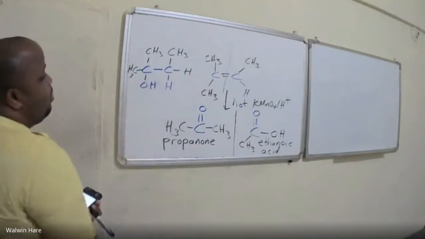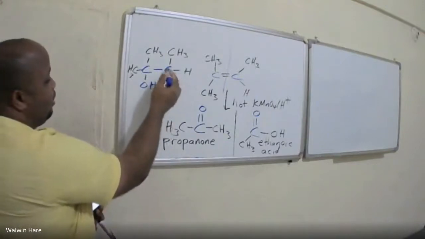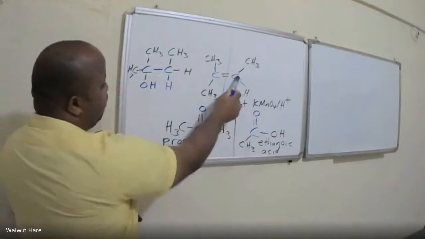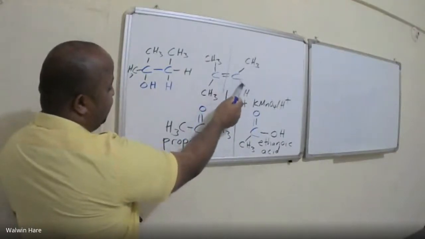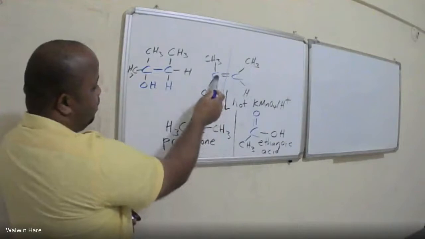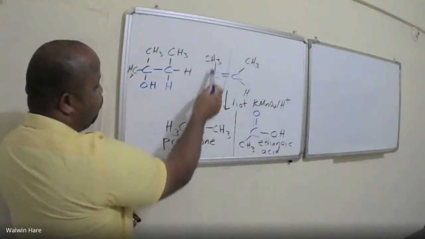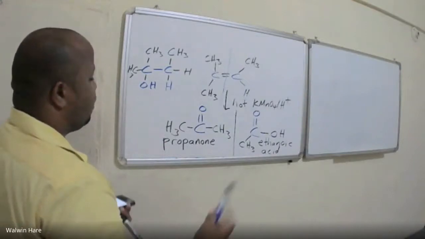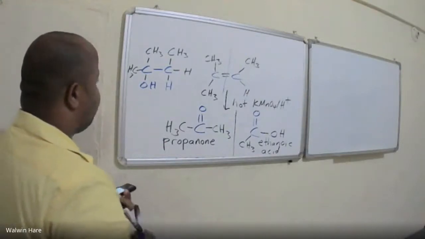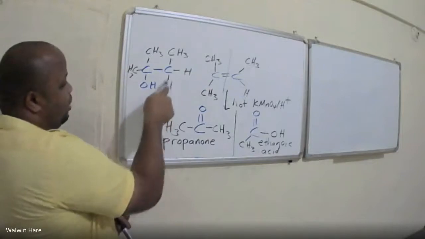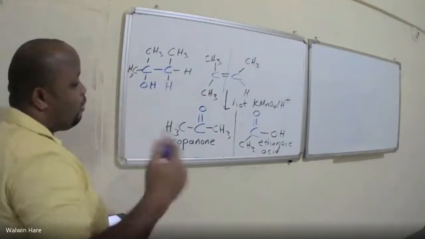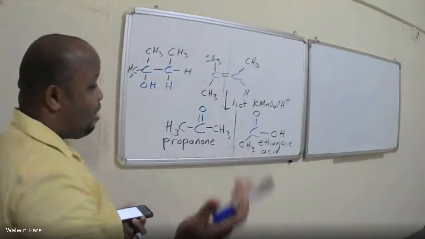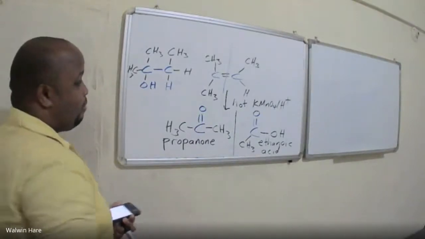So in this compound, this carbon, let's look at it from this point. This carbon atom has one hydrogen attached to it, and this carbon atom has two methyl groups. It does not have any hydrogen. So following Markovnikov's rule, you put the hydrogen on the carbon that already has more hydrogen attached to it. Or you can look at it from another perspective.